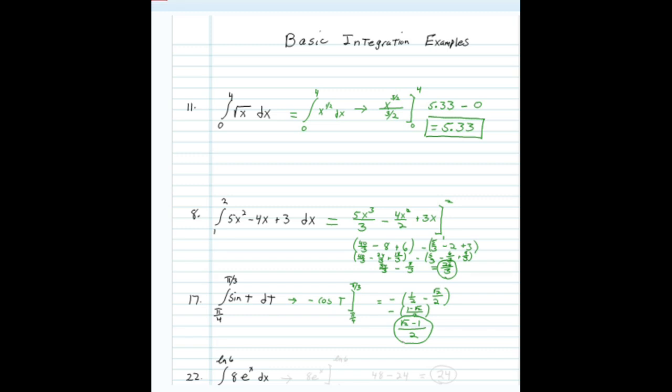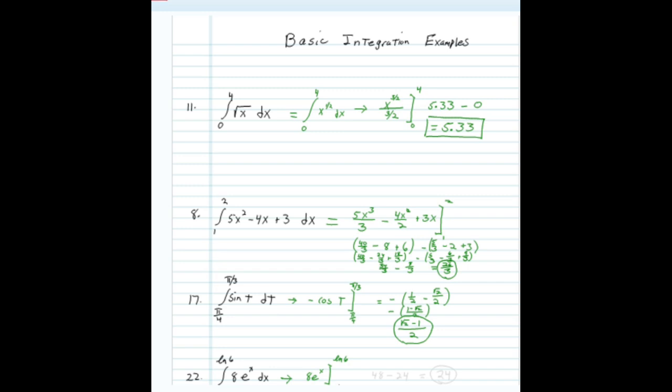Okay. The last one is the integral of 8e to the x dx. You could pull the 8 on the outside of the integral here. Since e to the x is its own integral, I'm not even going to mess with it. I'm just going to call it 8e to the x, and we're going to go between natural log of 6 and natural log of 3.